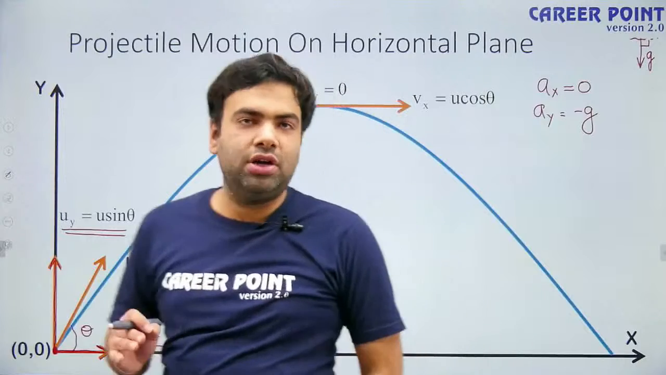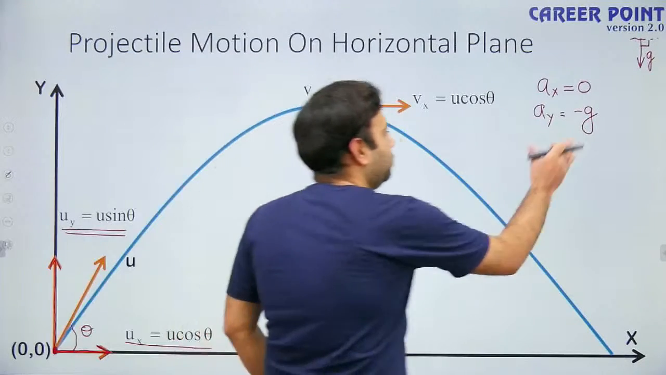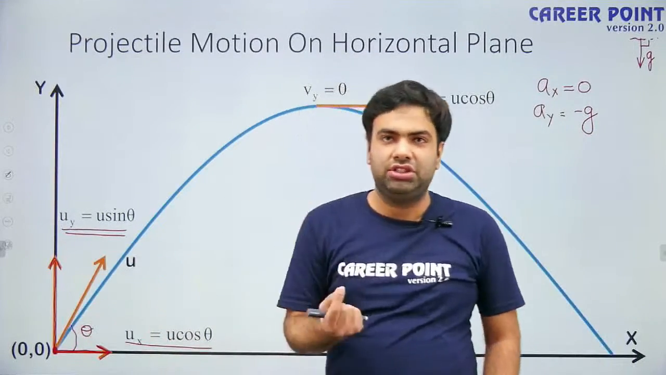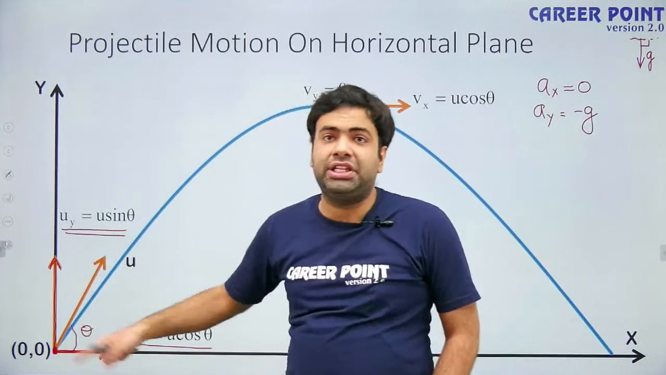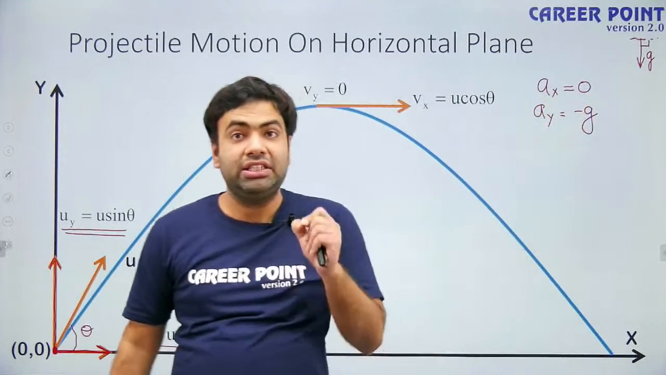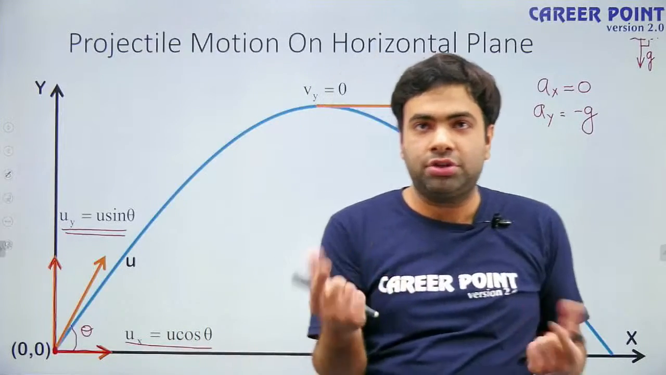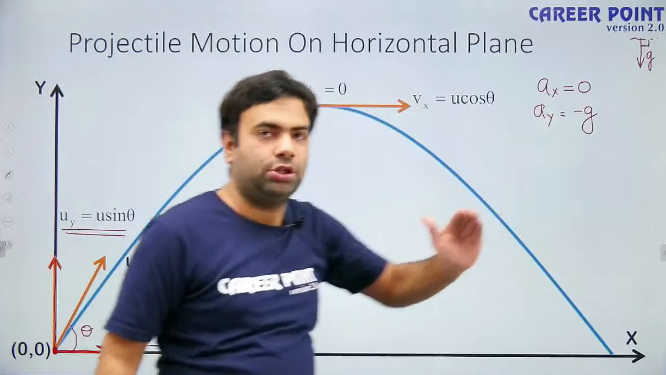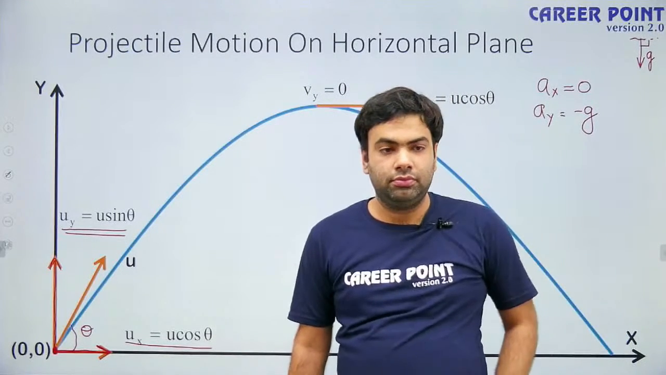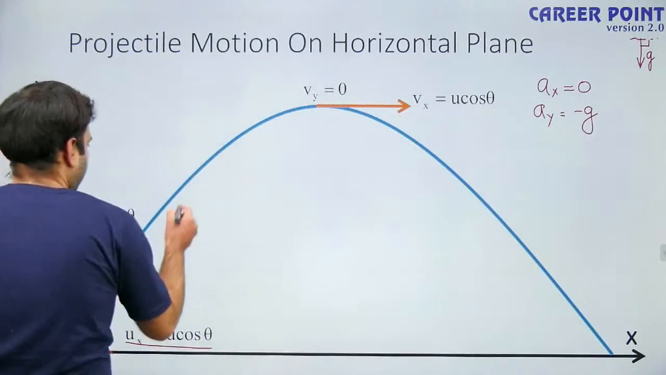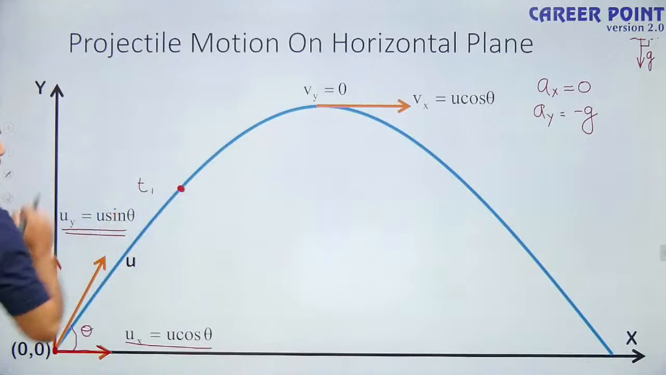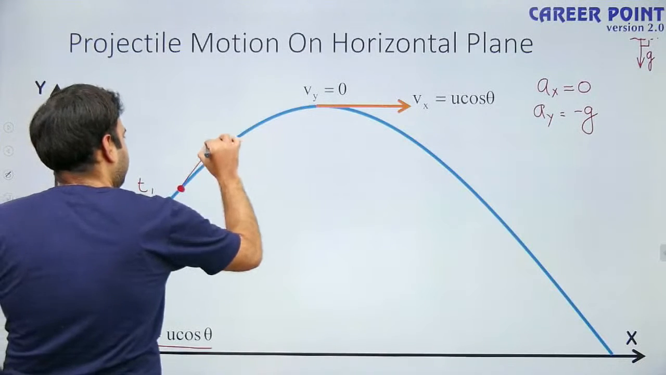So listen, now comes the amazing part. We have acceleration in y direction. So because we have acceleration in y direction, the velocity in y direction will change, or I should say the component of velocity in y direction should change. And acceleration in x direction is 0. If we have 0 acceleration, that means velocity does not change. So because acceleration in x direction is 0, the component of velocity in x direction will not change at any time. Suppose at time t1 the particle is here and having some velocity v.